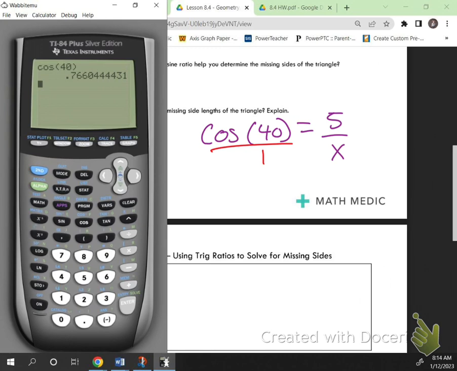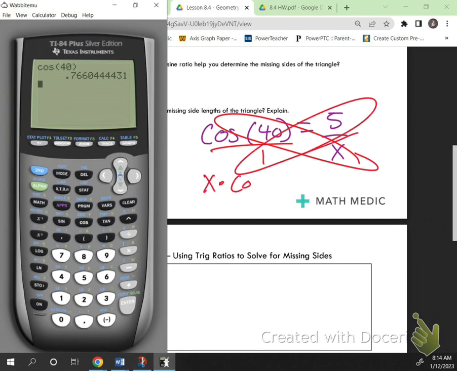So now I'm going to cross multiply. So x times the cosine of 40 equals 5. How would I get x by itself? X times the cosine of 40. The cosine of 40 is just a number. How would I get x by itself if I'm solving algebraically?